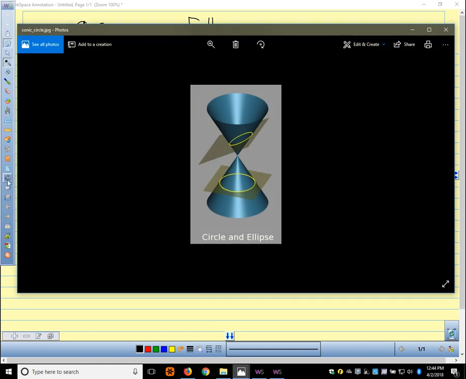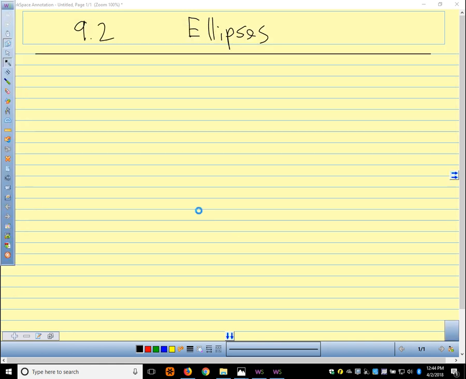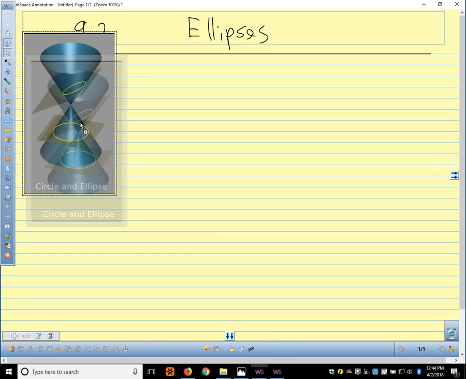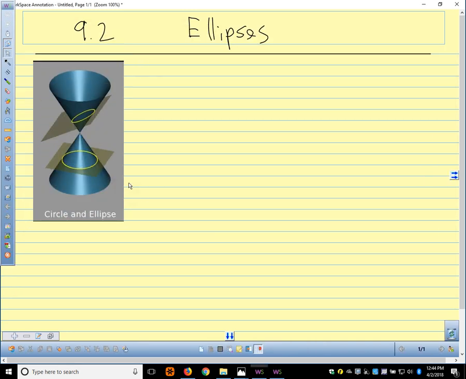So an ellipse you get when you cut your cone at an angle to the base. So this curve here would be an ellipse. If you cut the cone parallel to the base of the cone, you get a circle. So ellipses and circles are very closely related, and we'll see that in their equations also. So this is why we call an ellipse a conic section.